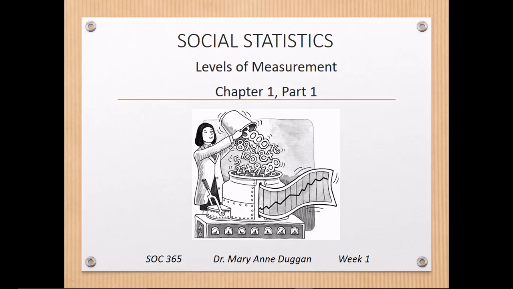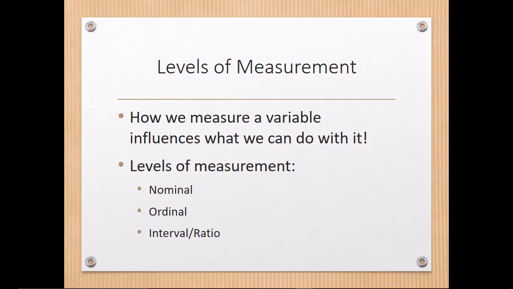In this presentation and the one that follows, I'll be discussing selected concepts from Chapter 1 in our textbook. So first we'll start with levels of measurement. How we measure a variable influences what we can do with it, and this will make more sense as the course progresses. There are 3 levels of measurement that we will discuss today: nominal, ordinal, and interval/ratio.